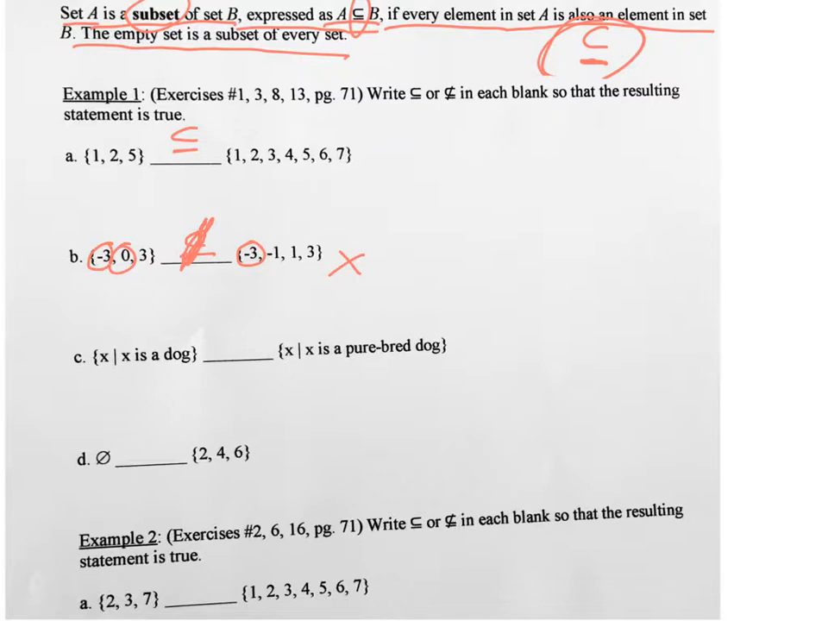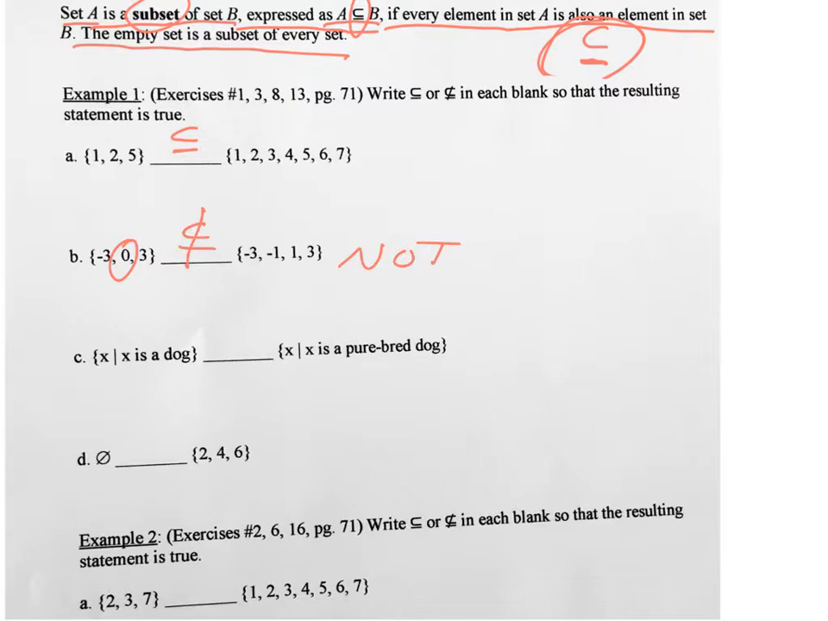So I'm going to put the little slash through the subset symbol. Let me try to draw that again. There we go. So -3, 0, 3 is not a subset of -3, -1, 1, 3 because 0 is not an element of the other set. Remember, to be a subset, all of the objects better be somewhere in the set on the right.